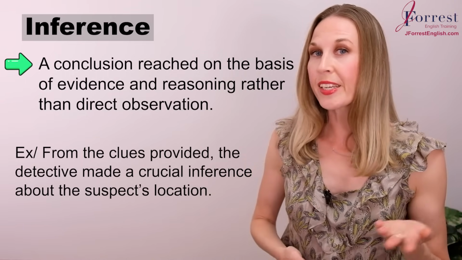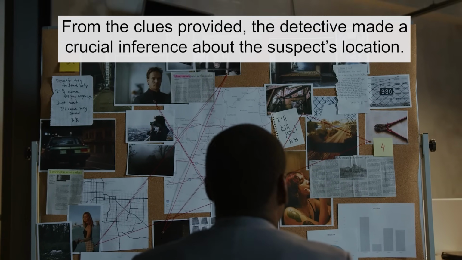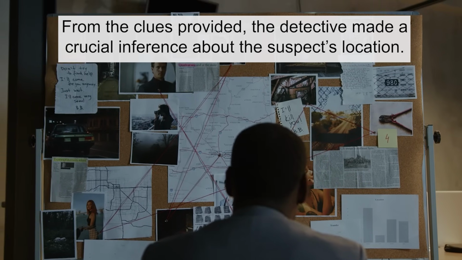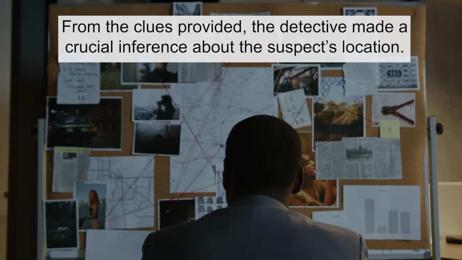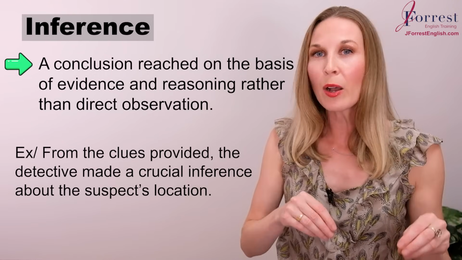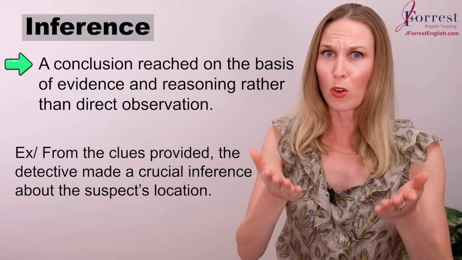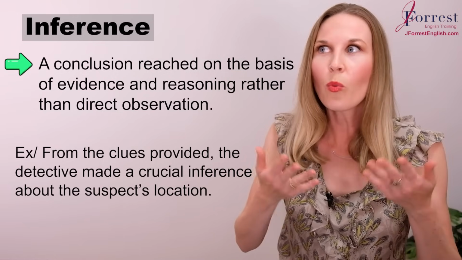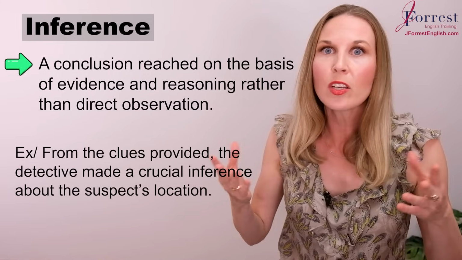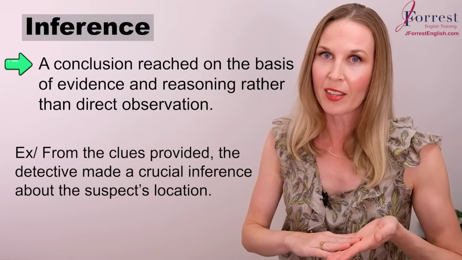For example, from the clues provided, so the clues, that's the reasoning and the evidence. From the clues provided, the detective made a crucial inference about the suspect's location. So the detective reached a conclusion about the suspect's location, not based on observation, because if you could observe where a suspect is, well then you would know exactly where that person is. But the detective didn't know. He had to use inference, the clues, to determine that.